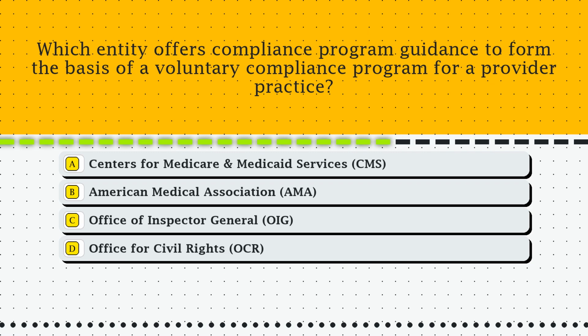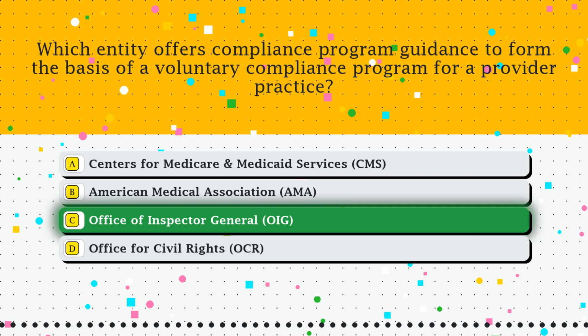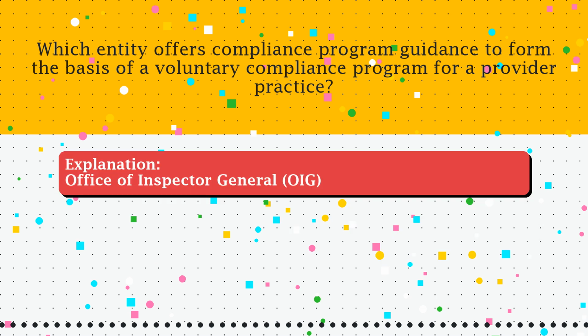Question 13. Which entity offers compliance program guidance to form the basis of a voluntary compliance program for a provider practice? Option A, Centers for Medicare and Medicaid Services, CMS. Option B, American Medical Association, AMA. Option C, Office of Inspector General, OIG. Option D, Office for Civil Rights, OCR. The correct answer is option C, Office of Inspector General, OIG.